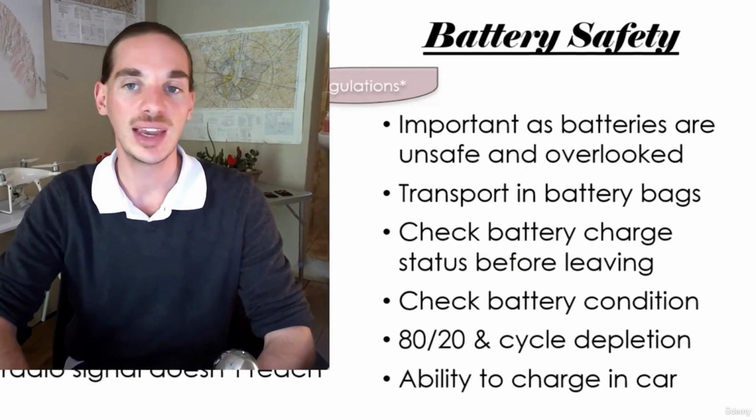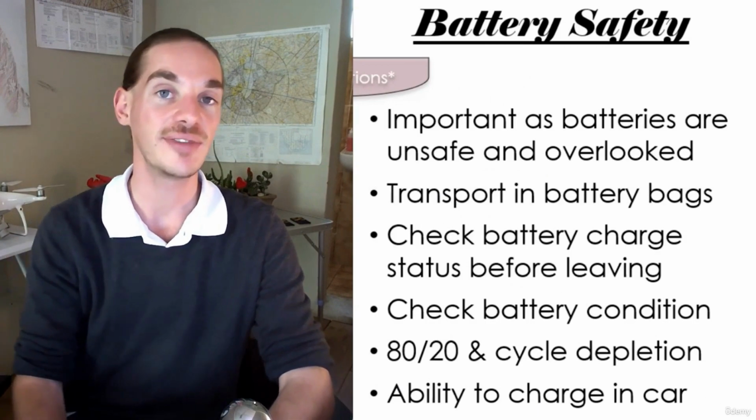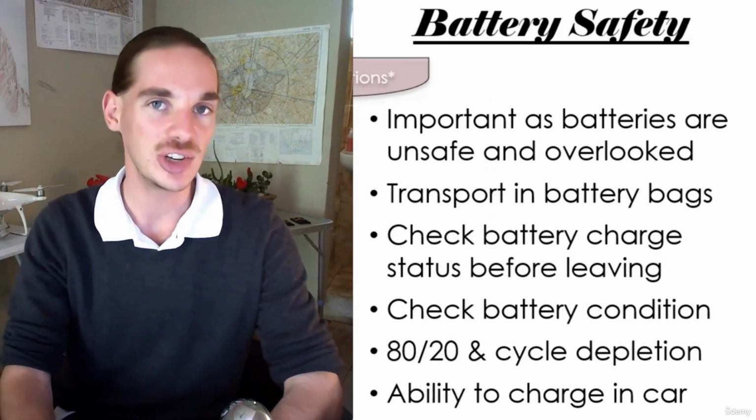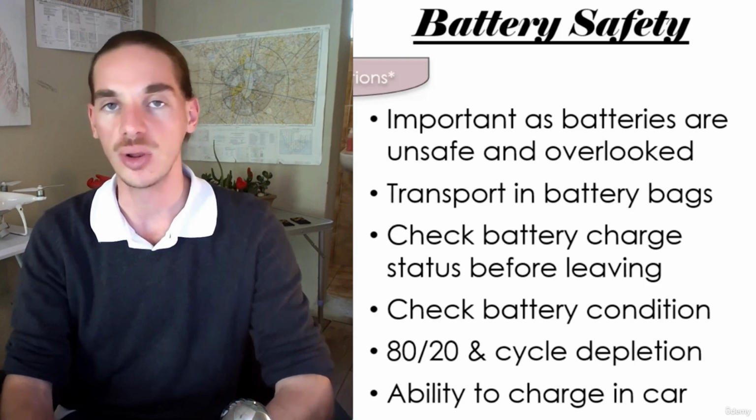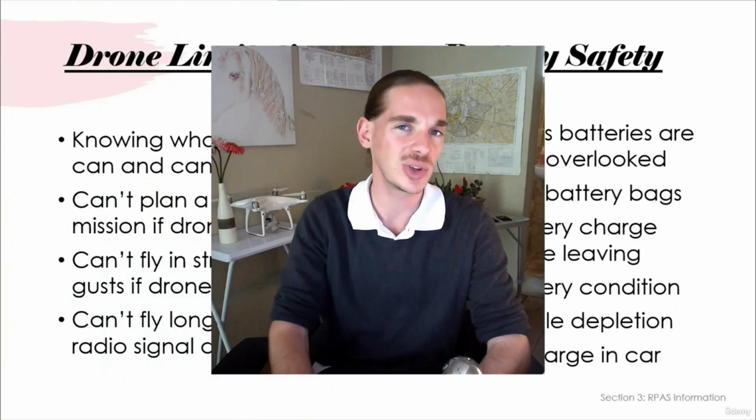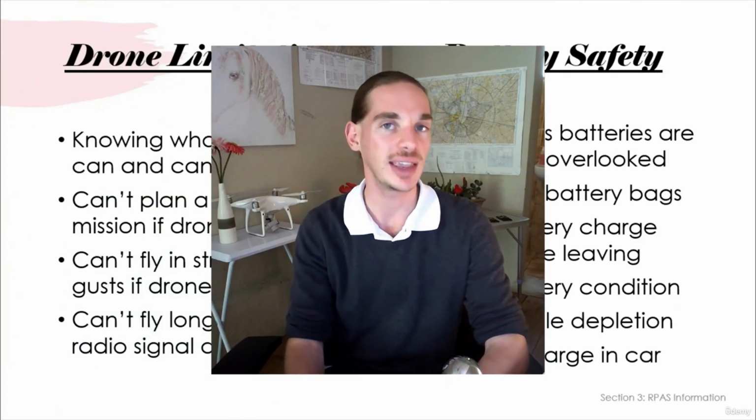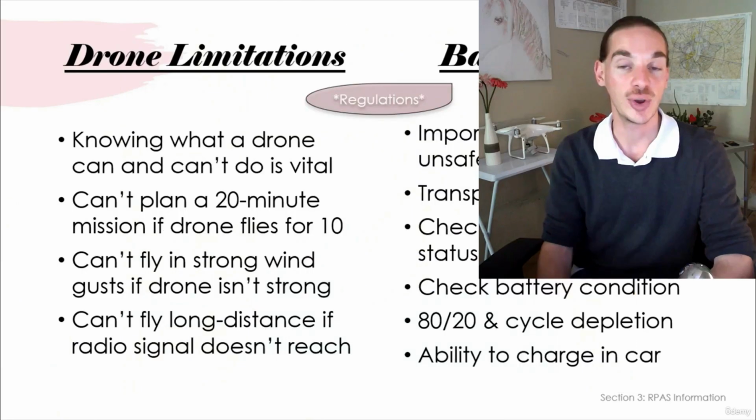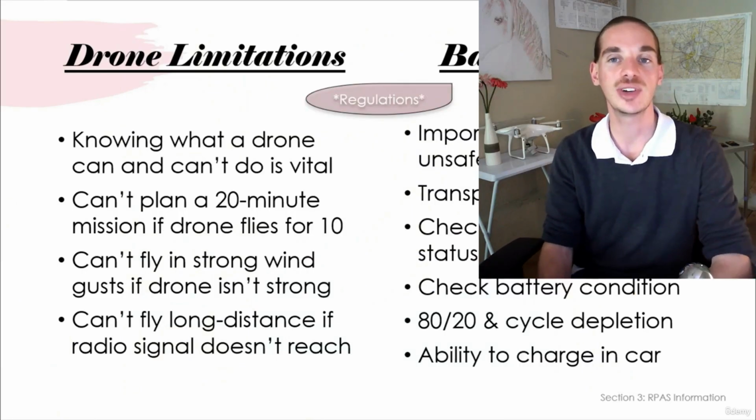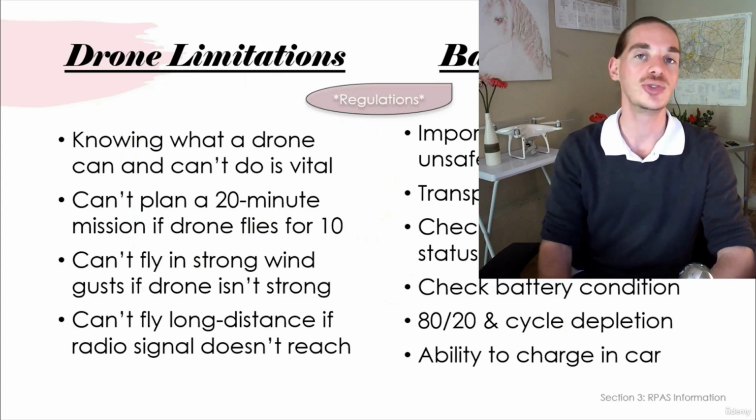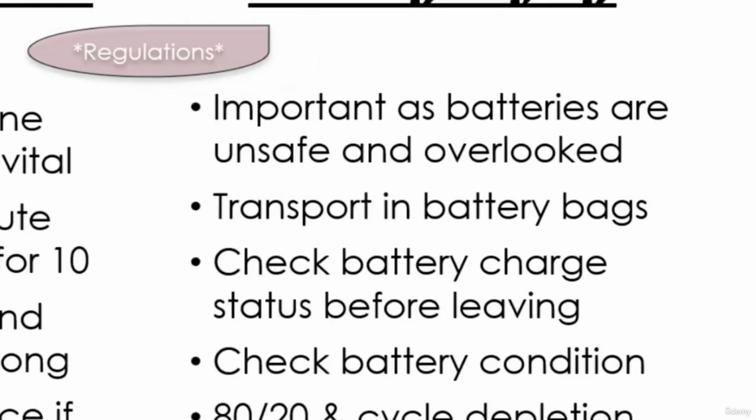Battery safety. It is important as batteries are unsafe and overlooked. One of the most dangerous components of the whole RPAS is your battery. Because we're so accustomed to using batteries and not having issues, batteries are often overlooked. If you have a lot of batteries, a lot of LiPo batteries, which is generally what drones use, you need to put them in battery bags.